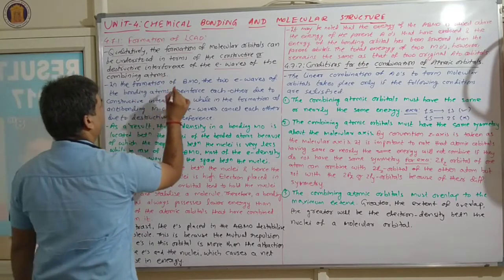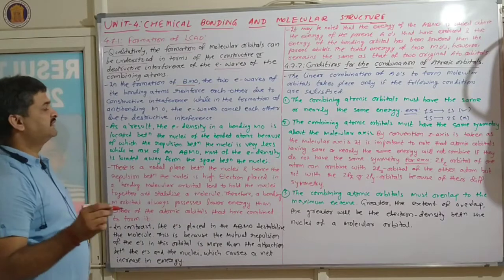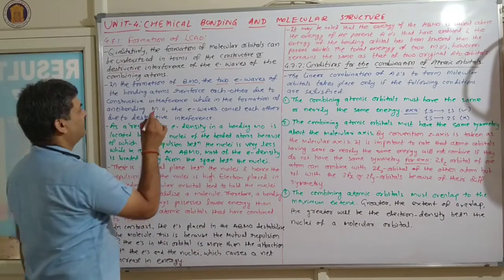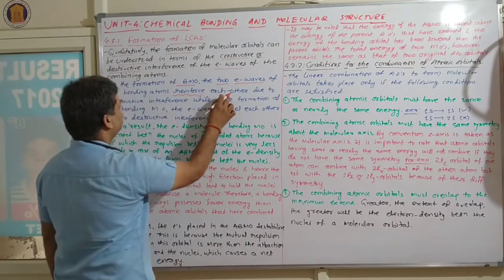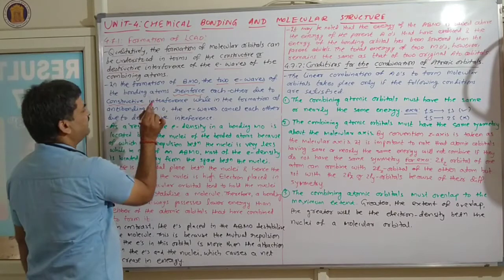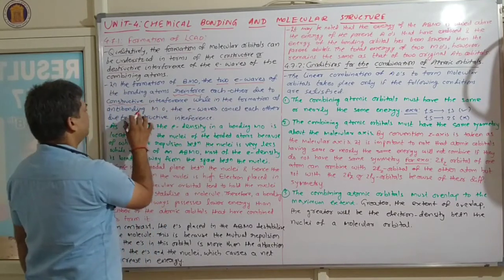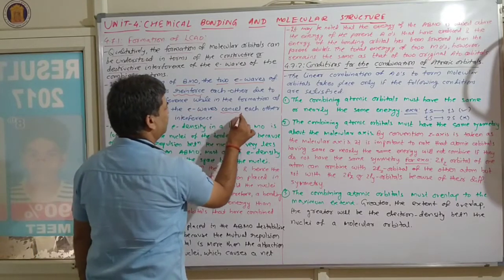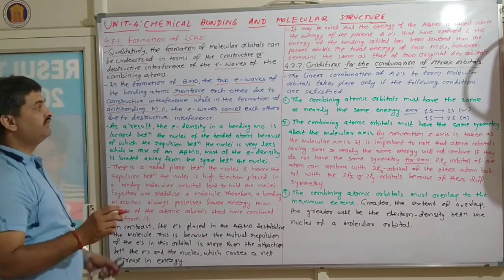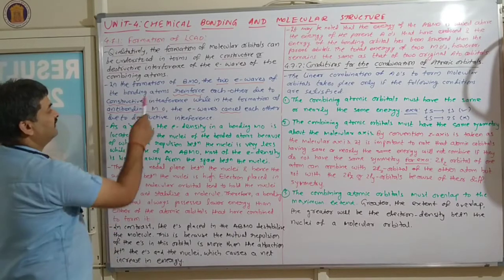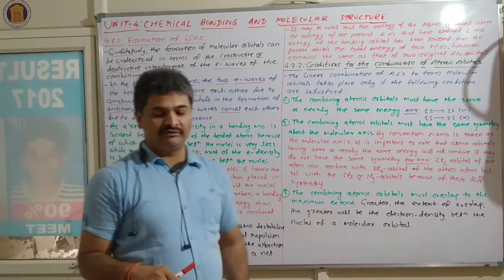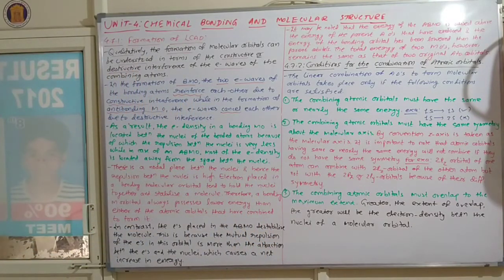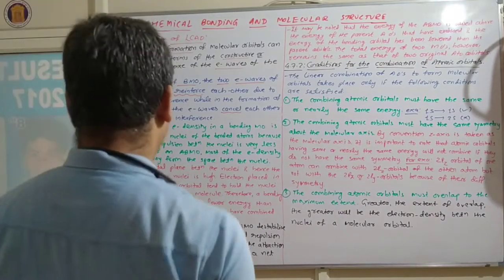In the formation of BMO, the two electron waves of the bonding atoms reinforce each other due to constructive interference, while in the formation of anti-bonding molecular orbital, the electron waves cancel each other due to destructive interference. In constructive interference, the intensity will increase, and in destructive interference, the intensity will decrease.